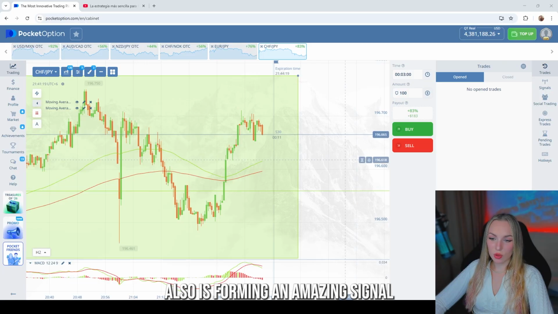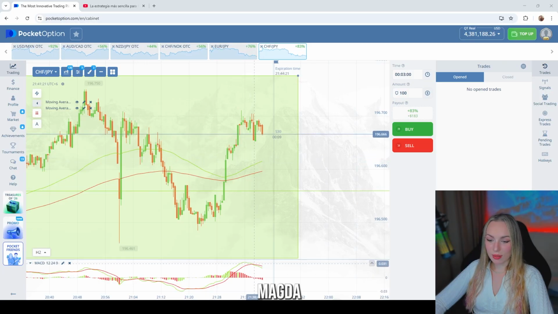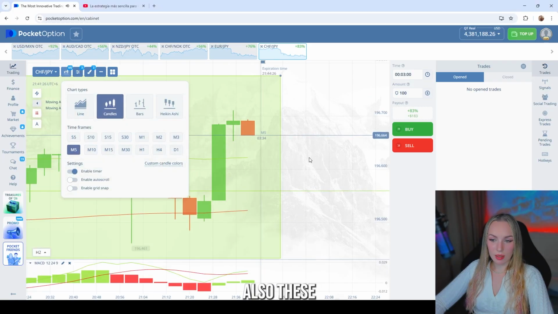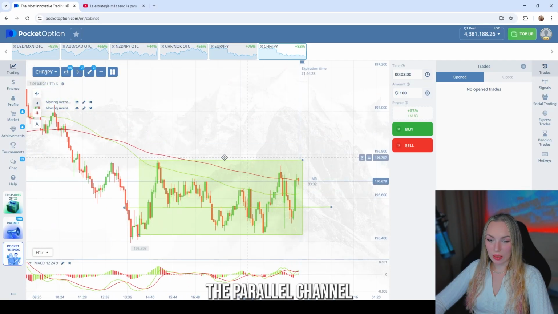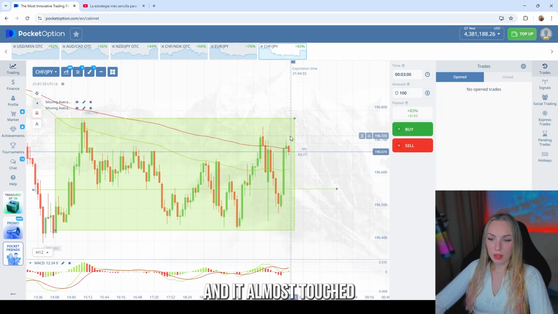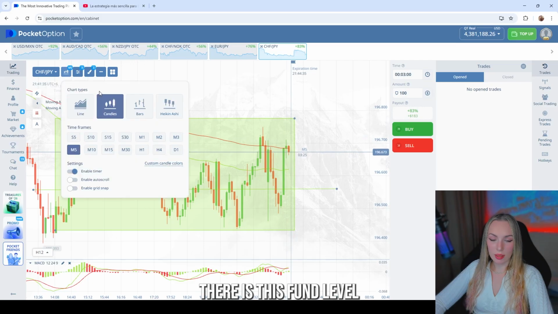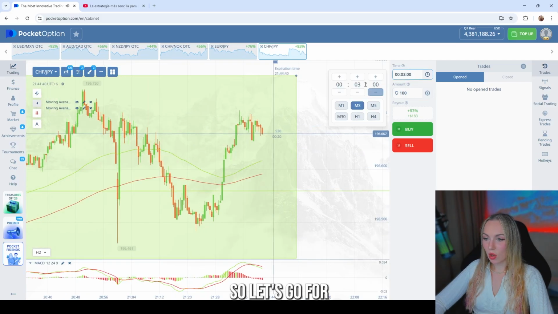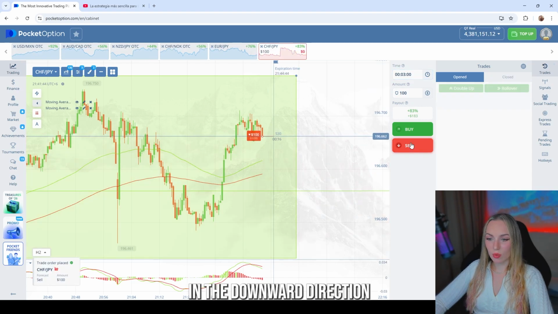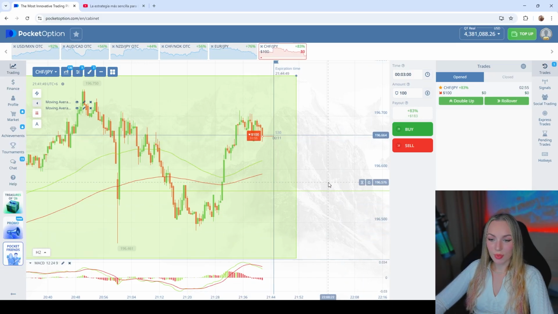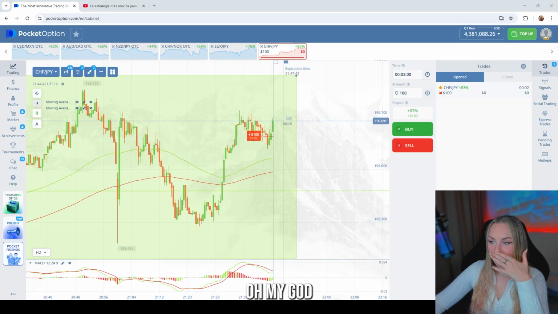CHF JPY also is forming an amazing signal. MACD crossed in the overbought zone. Also this price is moving in the parallel channel that I drew here, and it almost touched the resistance level, and now it continued going down. So let's go for 3 minutes in the downward direction. $100. Let's go. Oh my god.